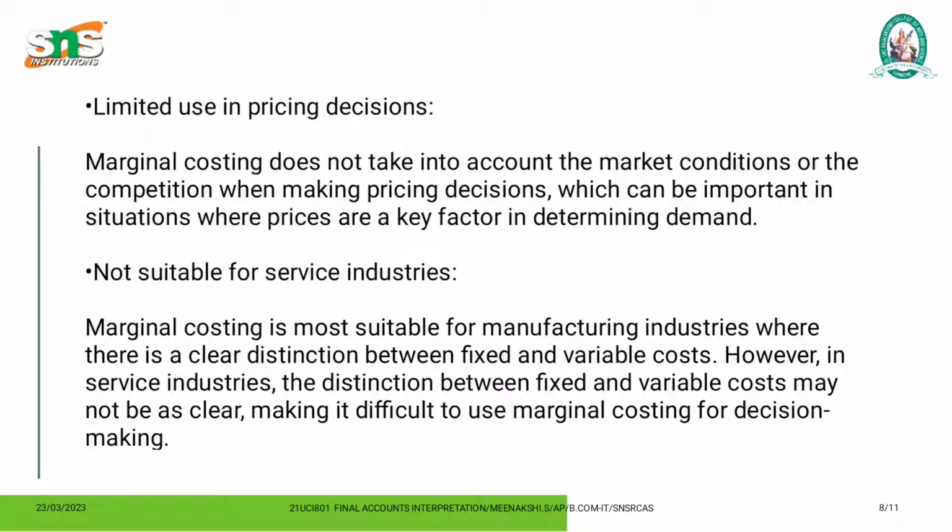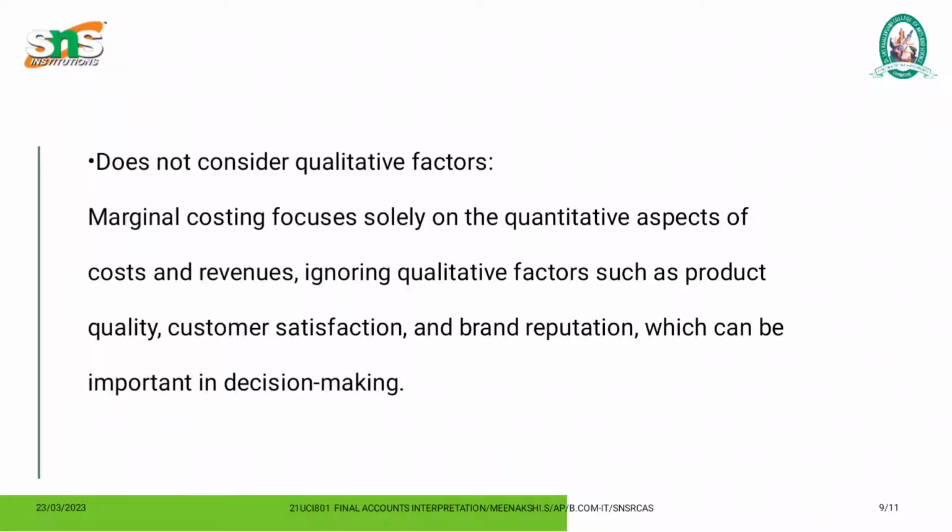Then limited use in pricing decisions. Marginal costing does not take into account the market conditions or competition when making pricing decisions, which can be important in situations where prices are a key factor in determining demand. When we decide about demand, in most cases prices will be the key factor, but this marginal costing will not focus on the key factor price, so we can use it only in limited areas. This marginal costing will not be suitable for service industries. It will be helpful only in product manufacturing, so this is considered as one of the down points.